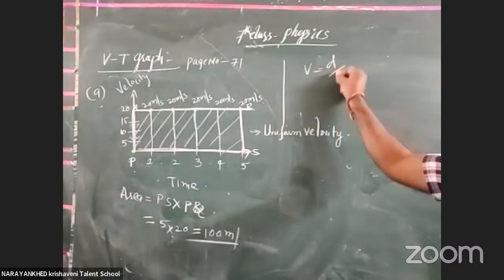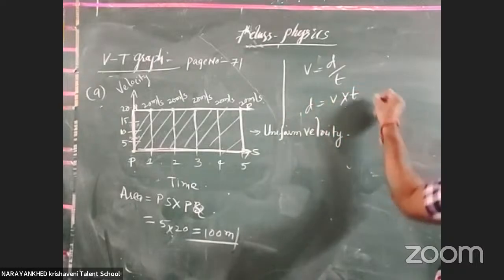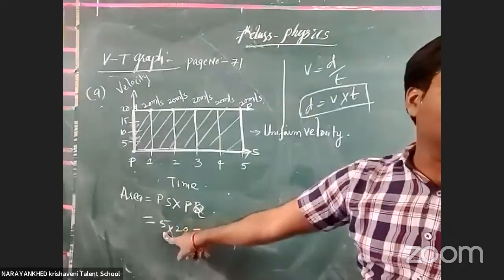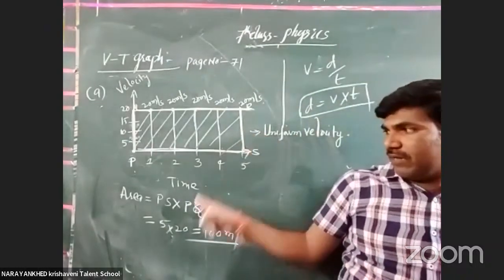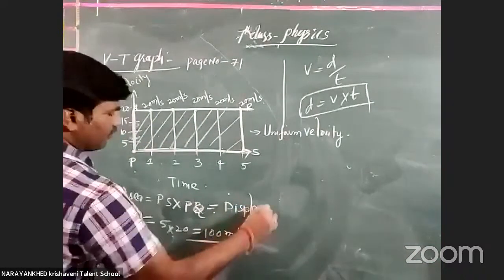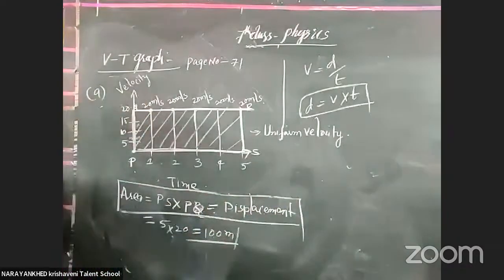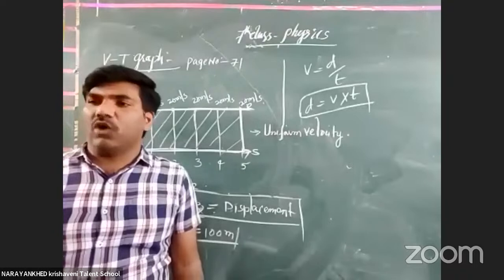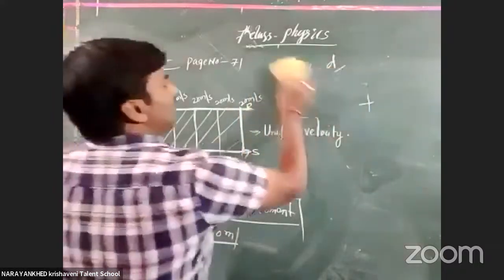Generally we consider our formula: V is equal to distance by time, or displacement by time. Displacement is equal to velocity into time. For 1 second, this is the velocity and this is the time. Okay, got it or not? The displacement is obtained in this way, and this area is equal to displacement. Whatever the velocity and time graph contains, the area under the curve provides the displacement of the body made with uniform velocity. Got it? This is the concept of our uniform velocity.